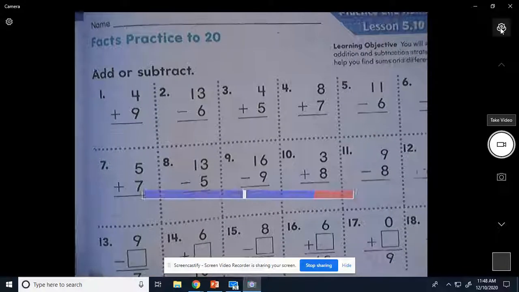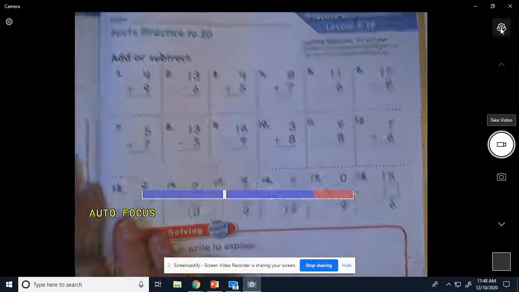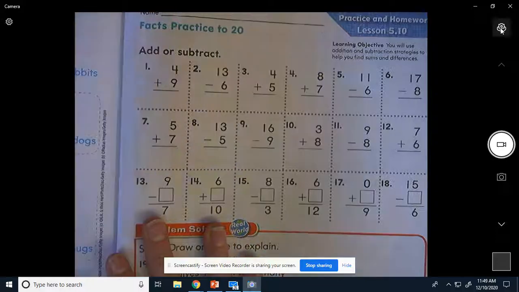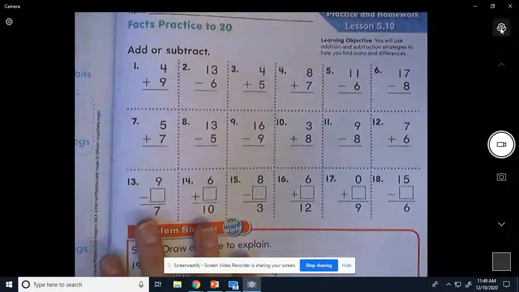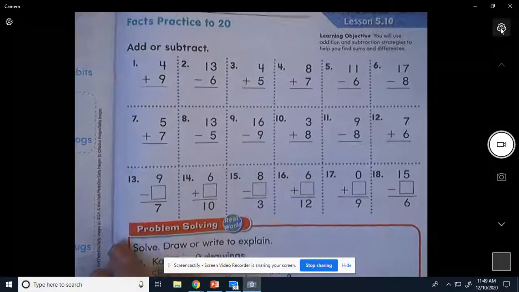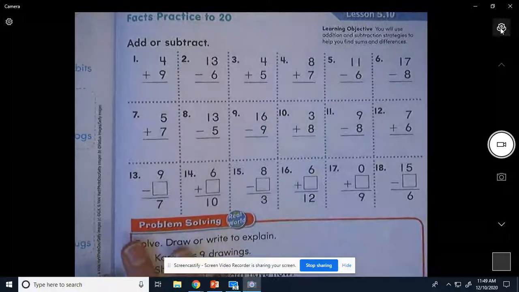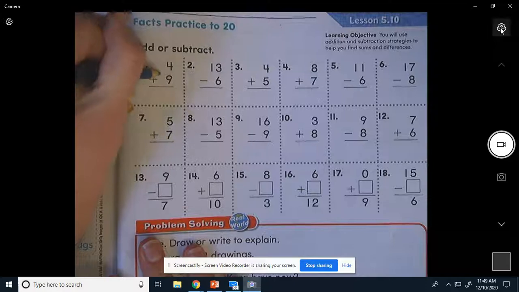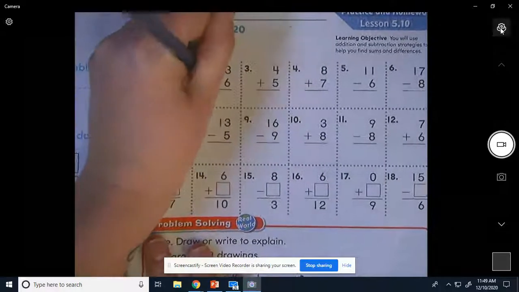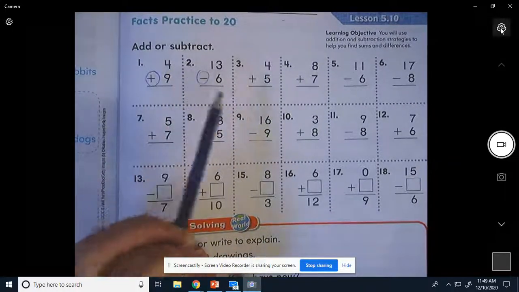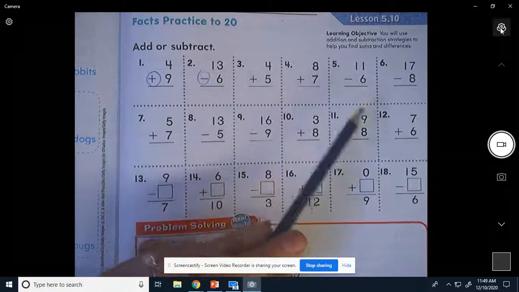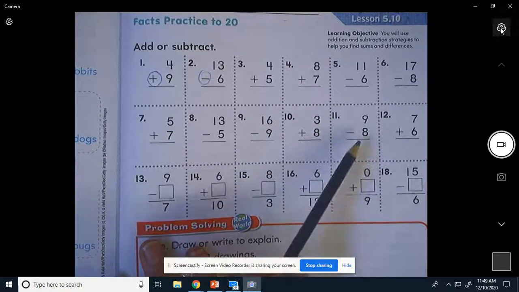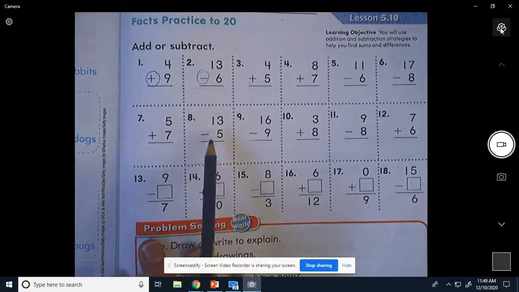All right, today we are going to be looking at lesson 5.10, and I am not helping you with these because you know how to do them, okay? So just make sure that you are seeing that it's addition or subtraction, because some of these are addition and some of them are subtraction, okay?